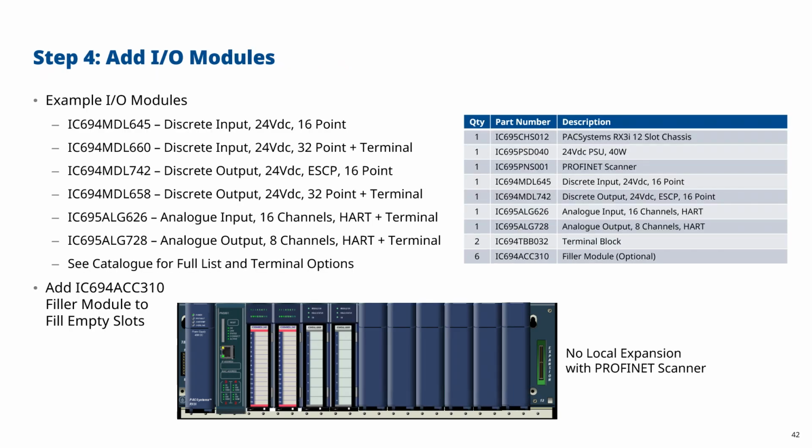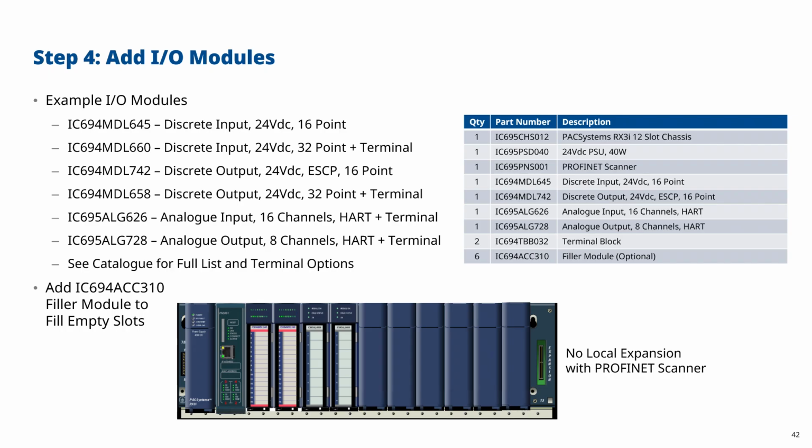And then you add your I/O modules. Same as before, same range of I/O. IC694 and IC695 modules will all work with a PROFINET scanner. So again, see the catalogue for the full list. Same range of terminations. We also get HART pass-through through PROFINET, and you've got that same filler module to fill empty slots. So again, very straightforward.